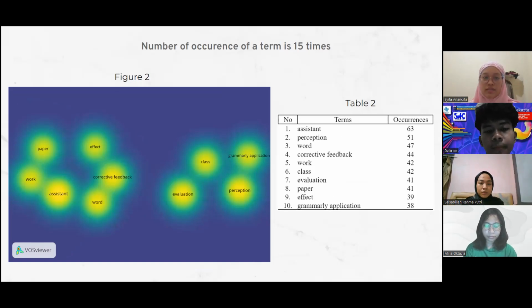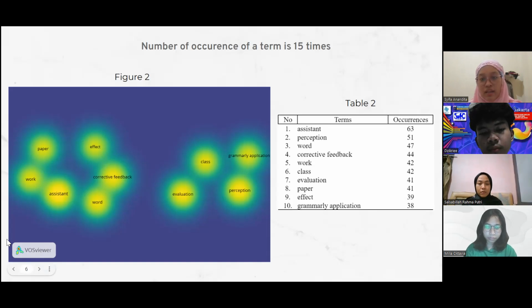Okay, so this is the second data with the minimum number of occurrences of a term being 15 times, resulting in 79 qualifying terms from a list of 4,319 terms. A relevance score will be calculated for each of the 79 terms. The default choice is to select the 60% most relevant terms, which amounts to 47 terms. From these 47 terms, the top 10 terms with the highest occurrence will be listed.